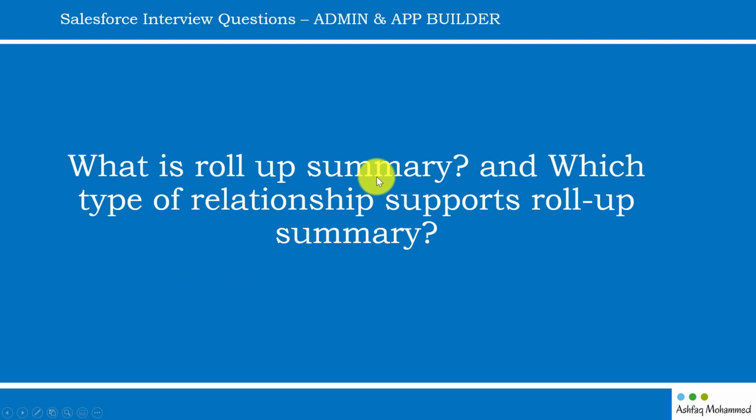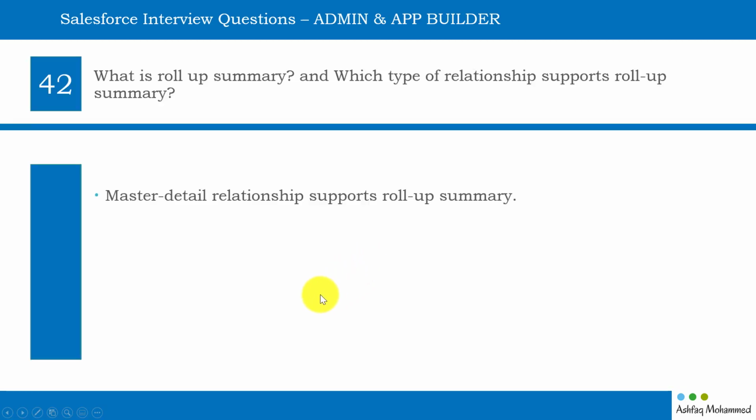What is the roll-up summary? And which type of relationship supports roll-up summary? Roll-up summary is nothing but rolling up the data from child and showing the data on parent. Okay. Let me give an example. Let's say, for example, you are a student. Okay. And you have written a test.